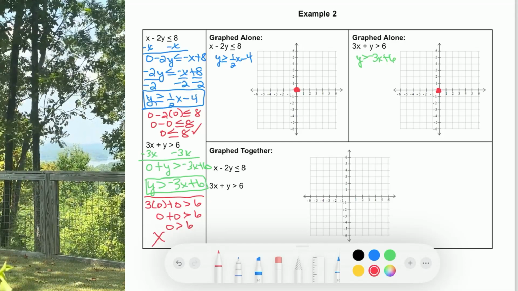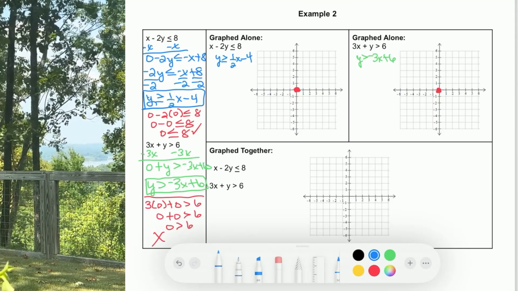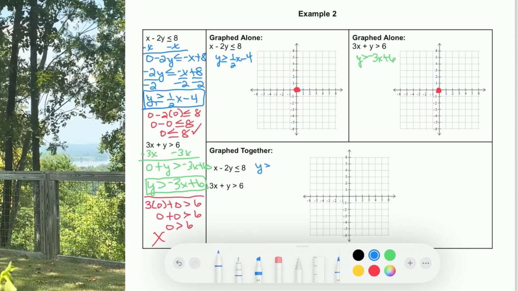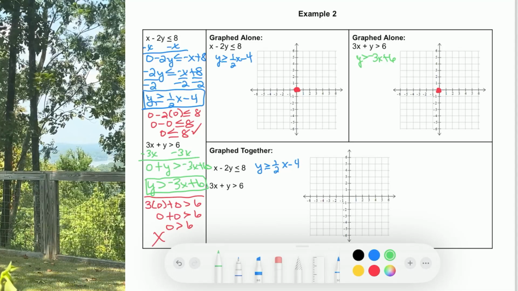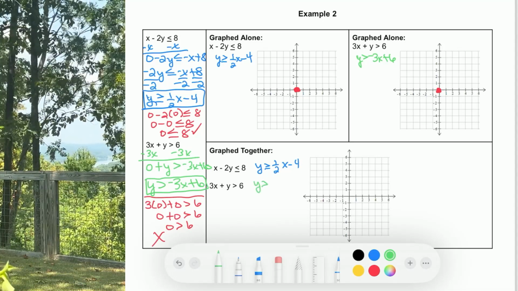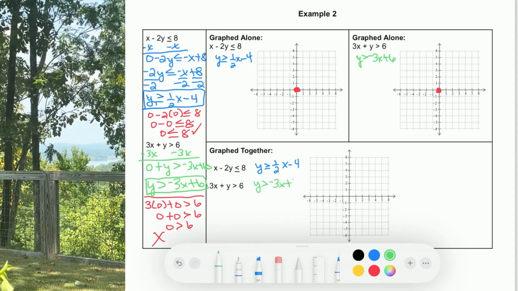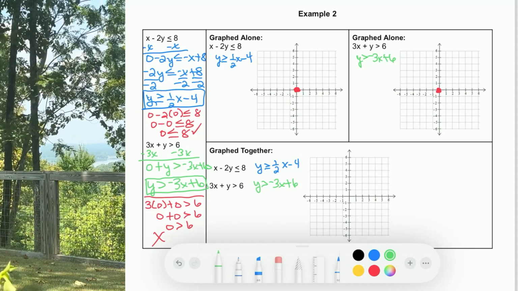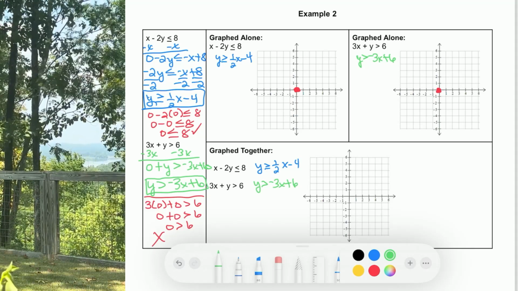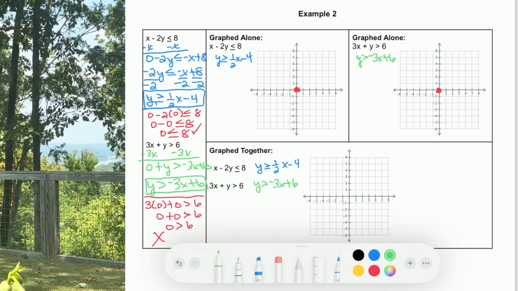So let's go ahead and write here, y is greater than or equal to 1/2 x minus 4, so that when we get to that, we already have it written. And then y is greater than negative 3x plus 6. All right, now we have all our pieces written. We can actually fill in our graph with our information.